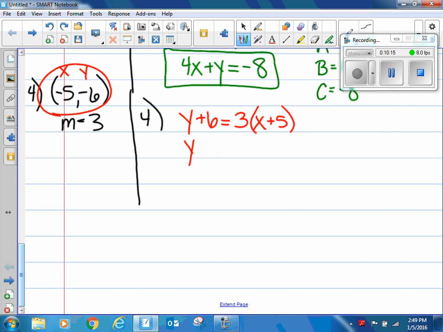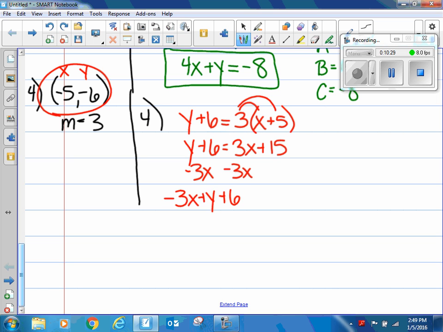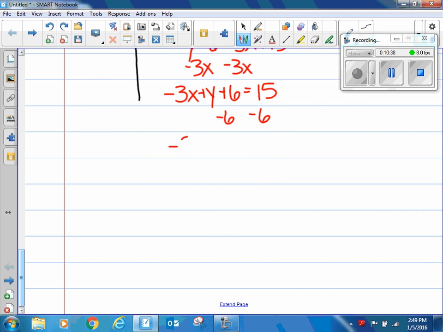Now I'm going to simplify. Distribute my 3. Then I have to move my 3 over. I still have this positive 6 hanging out, so I have to get rid of that. It begins to be a lot of steps when we get to this point. 15 minus 6 is 9.